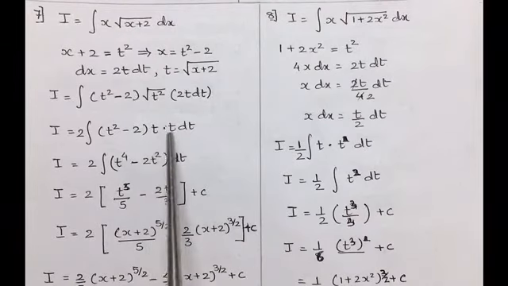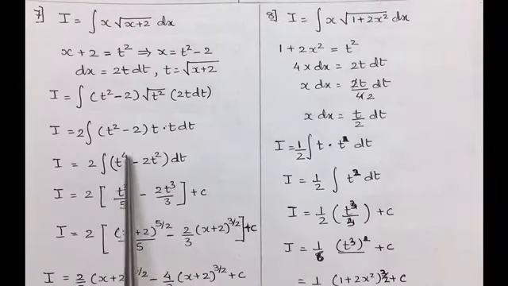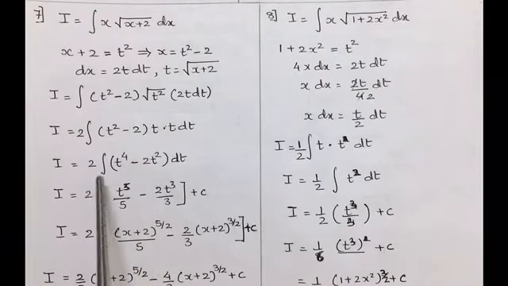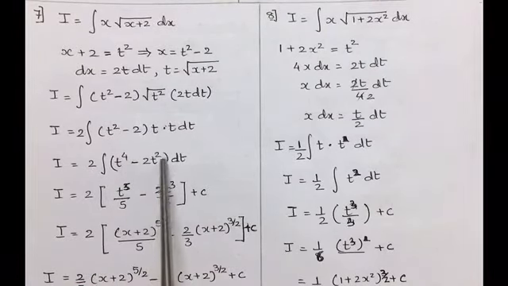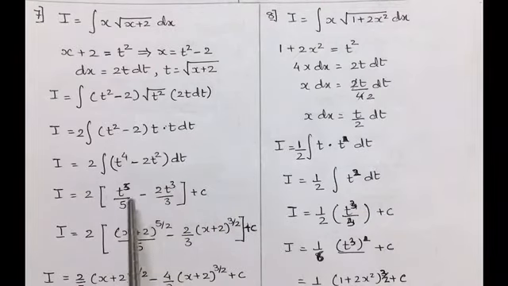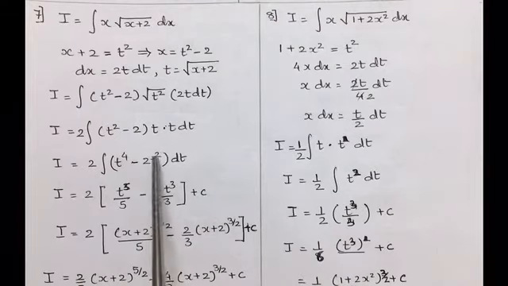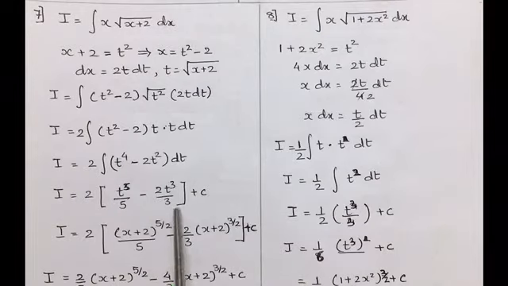Now multiplying t square with all the terms, that is opening the bracket, we'll get I is equal to 2 integration t raised to 4 minus 2t square dt. Now integrating this by using the formula of x raised to n plus 1 upon n plus 1, we get I is equal to 2 times t raised to 5 upon 5 minus, t square's integration is t cube by 3, so 2t cube by 3 plus c.